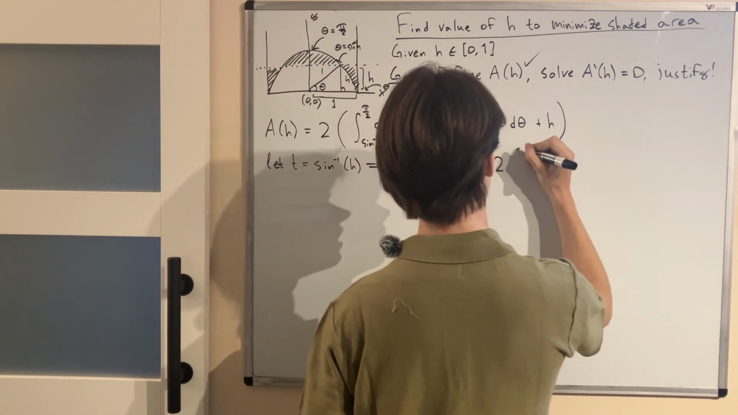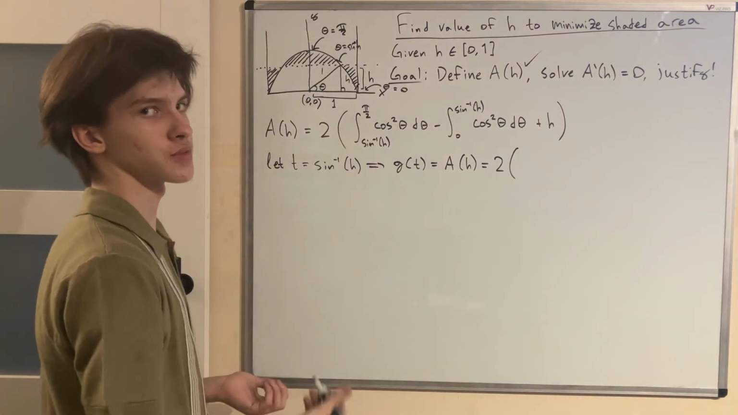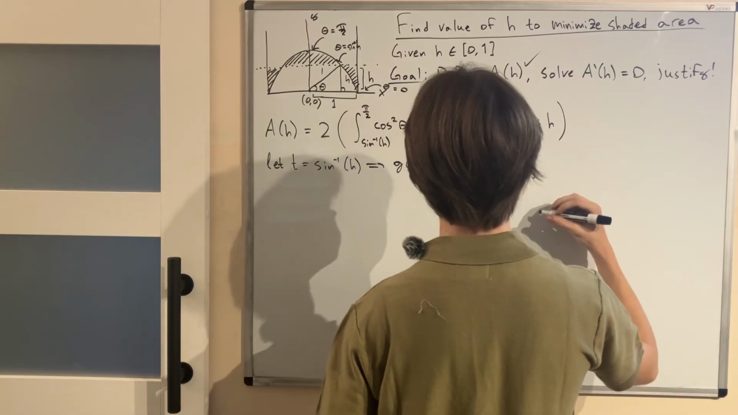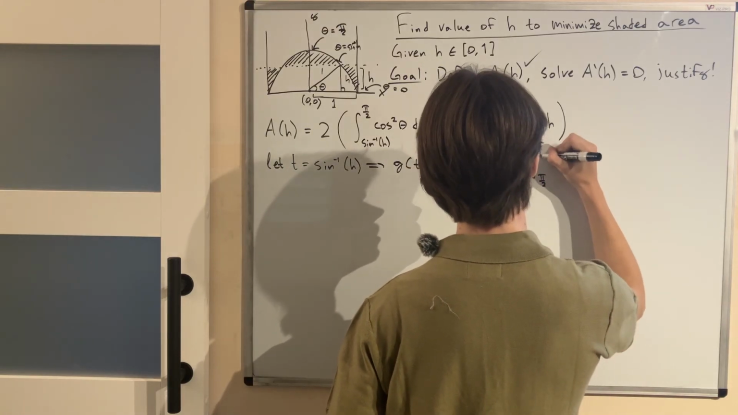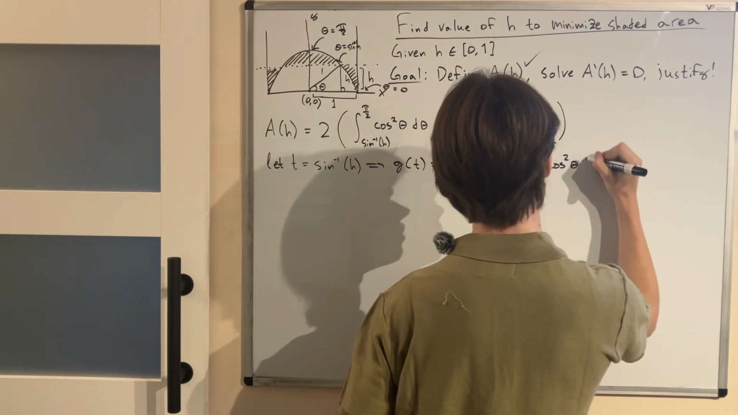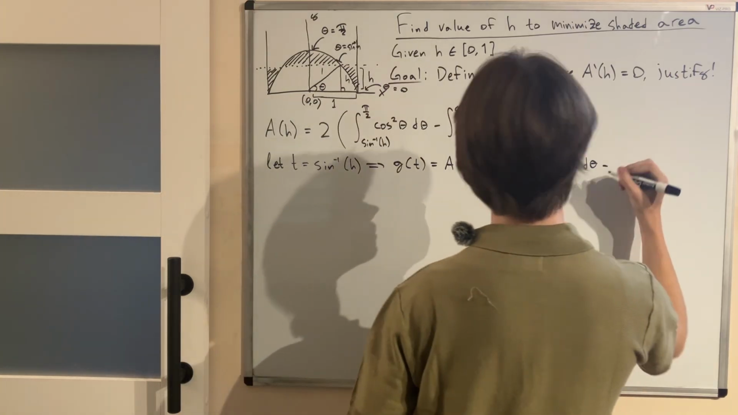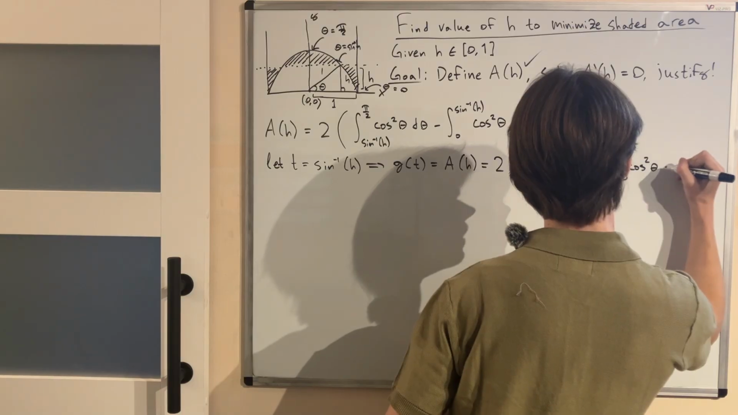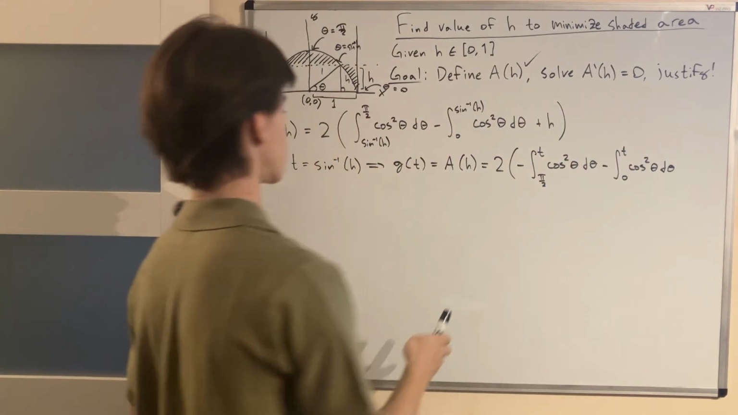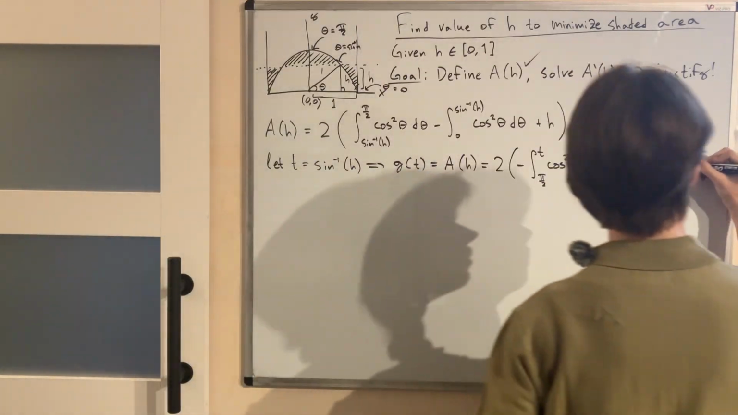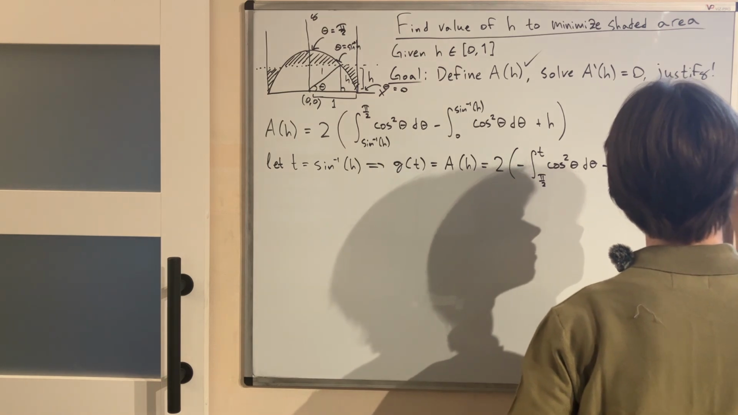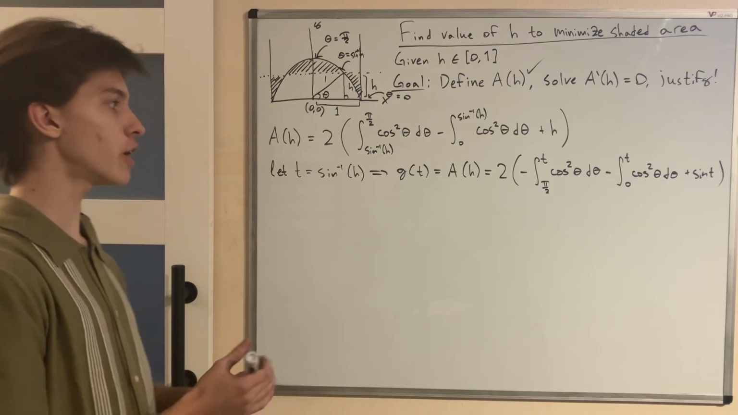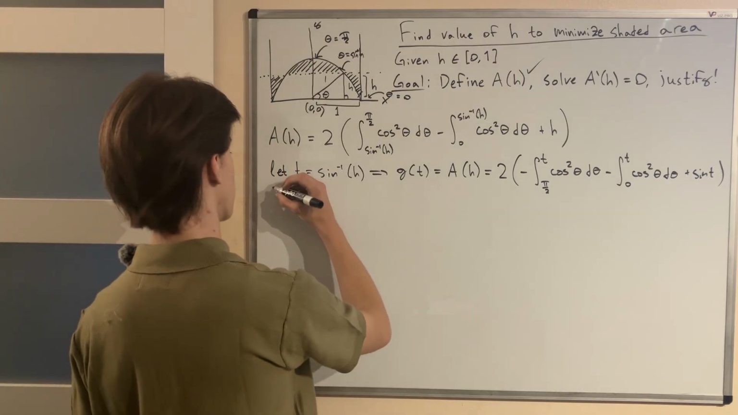It's going to be 2 times, and also here I'm going to swap the bounds of integration just to make the fundamental theorem clearer. The negative integral from pi over 2 to t of cosine squared of theta, then minus again the integral from 0 to t of cosine squared of theta, and then plus h, and h is equal to the sine of t, like this. The whole point of writing this as a new function g is so that now we can differentiate with respect to t of this function g.